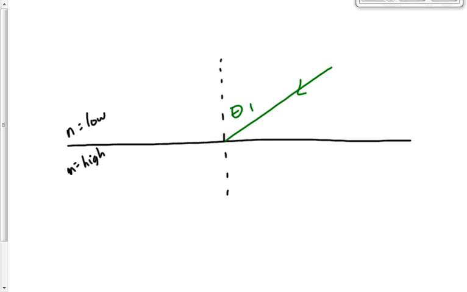Yeah. What's going to stay the same? The frequency, right? So if the angle is going to decrease, it's going to bend toward the normal line. In other words, theta 2 will be smaller than theta 1. Are we ever going to get total internal reflection happening here? No. You have to have theta 2 bigger than theta 1 if you want total internal reflection to happen.